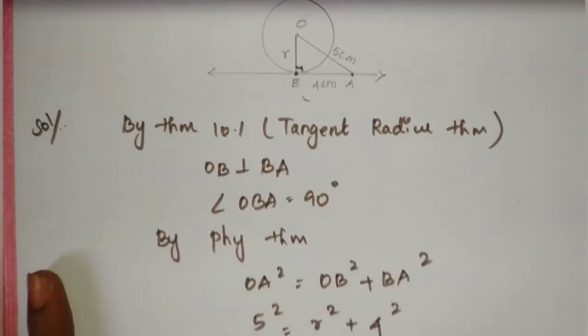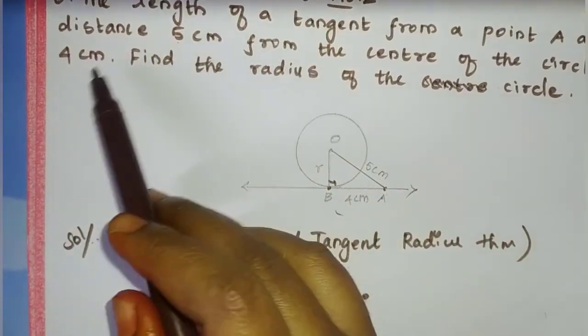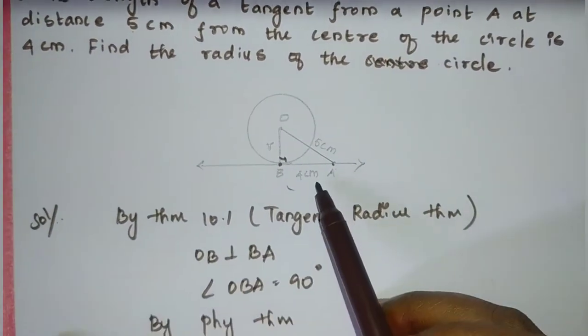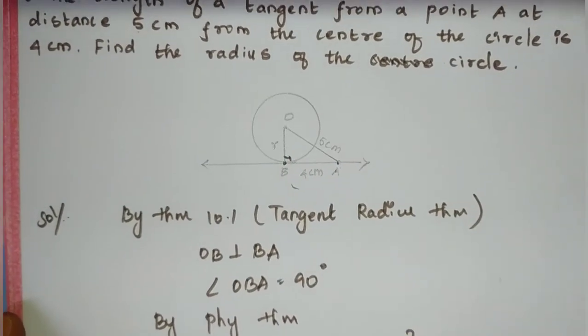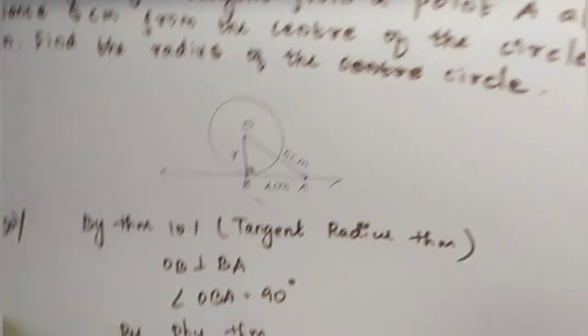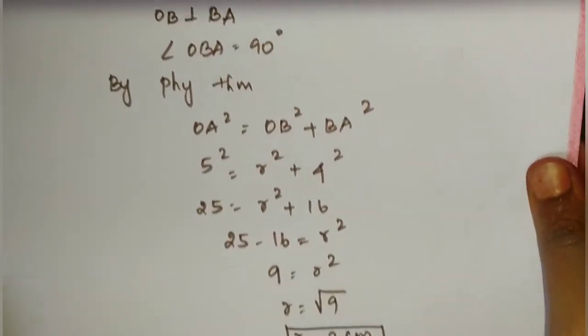Clear, children? Many students will change this. They will consider that this is 5 centimeter and this is 4 centimeter. Don't make that mistake. Understand the question and do the sum properly. Clear, children?